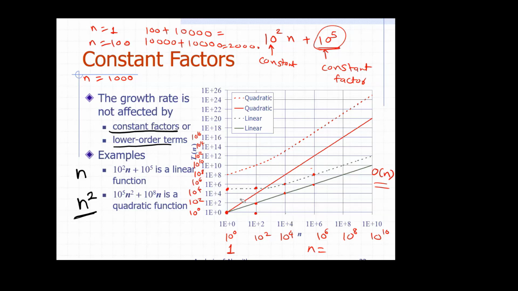Now let's see lower order terms. The second example they have given is about lower order terms. So let's have a look at the second example now. Again, it has 10 raised to 5, a bigger constant factor that is multiplying, and so they are saying this is the same growth rate as a linear function. Now 10 raised to 8 n.